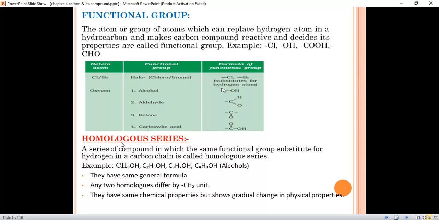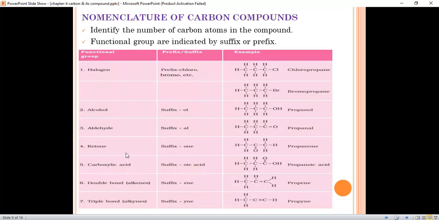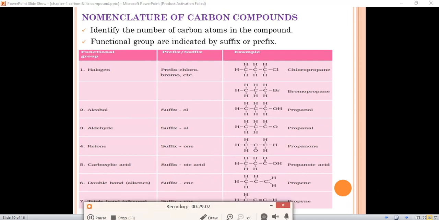And the last topic was homologous series. In homologous series, what we have read is that a series of compounds with the same functional group, in which each member differs from the next by a CH2 unit, is called a homologous series. In nomenclature of carbon compounds, what we have read is that we should count the number of carbon atoms first, then we have to see which type of functional group is used, whether it can be used as a suffix or a prefix. So these were the topics which we have discussed today.